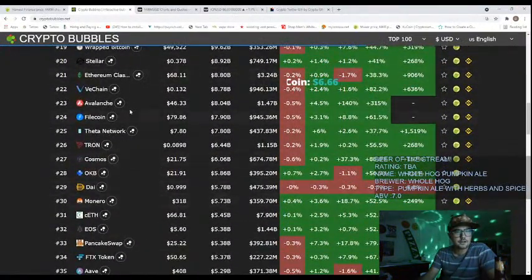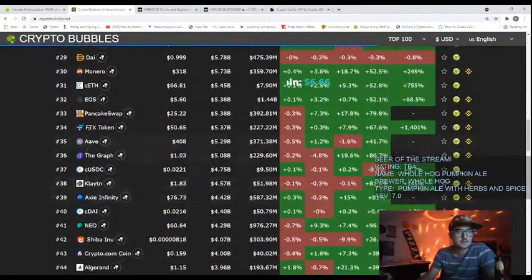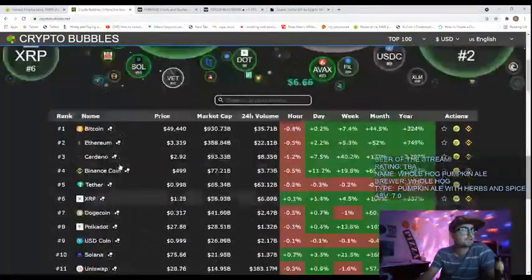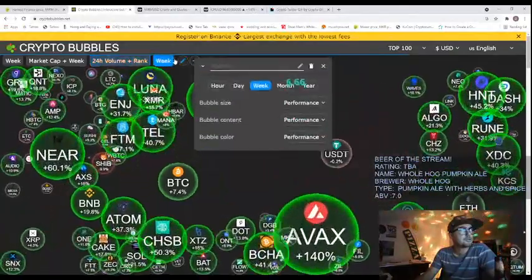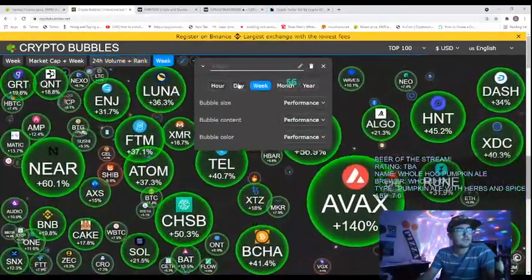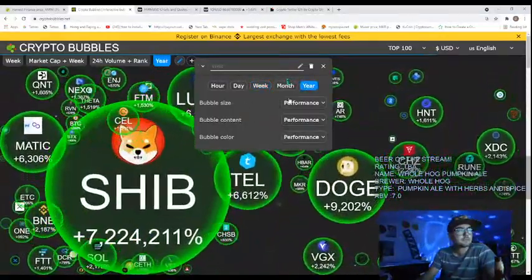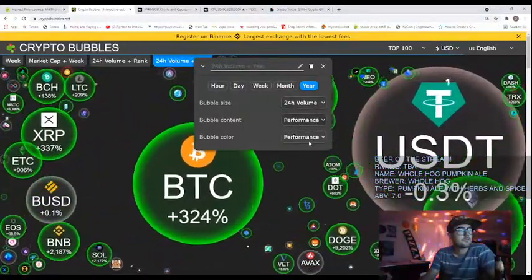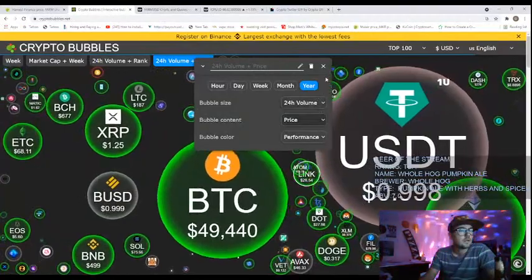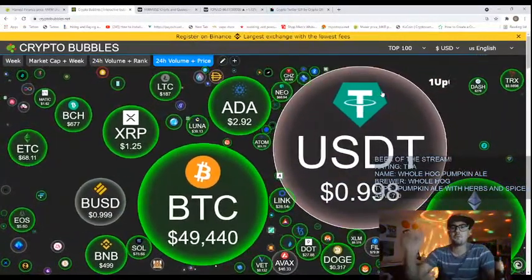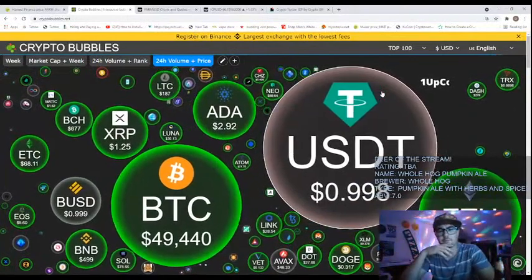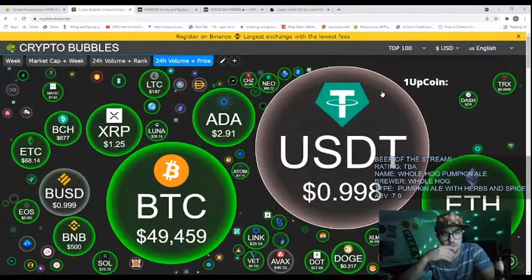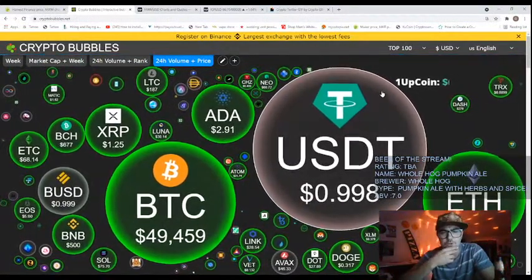All your assets are here, and it gives them a ranking on the left based on which option you choose up here. Hour, daily, monthly, yearly. Bubble size, you can click on market cap, 24-hour volume, price. There's a lot of different things, and people may be curious on why I'm showing that, but these are all tools that are used to make a trade. The more tools you have to do a job, usually the easier it is.